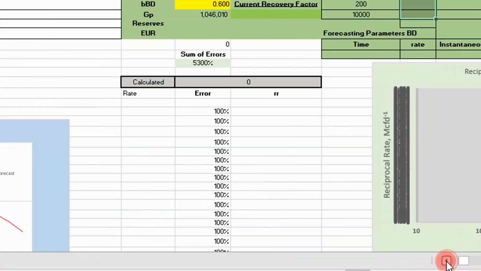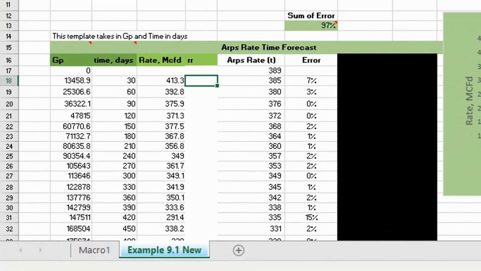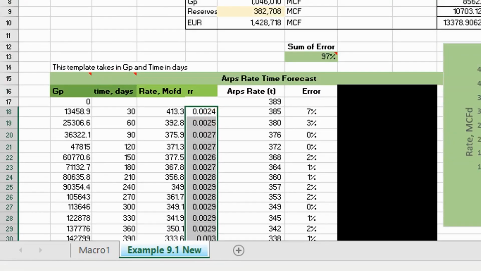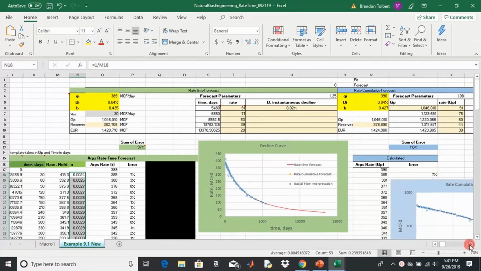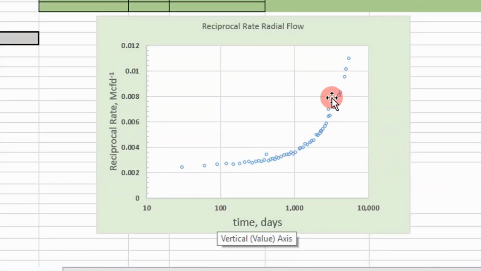I've already pre-formatted it, so all we've got to do is calculate the reciprocal rate, which is 1 over rate of our data. So that's our daily rate. I carry that all the way down. I have all my data points, and then I plot it on this plot, and it looks something like this. Okay?